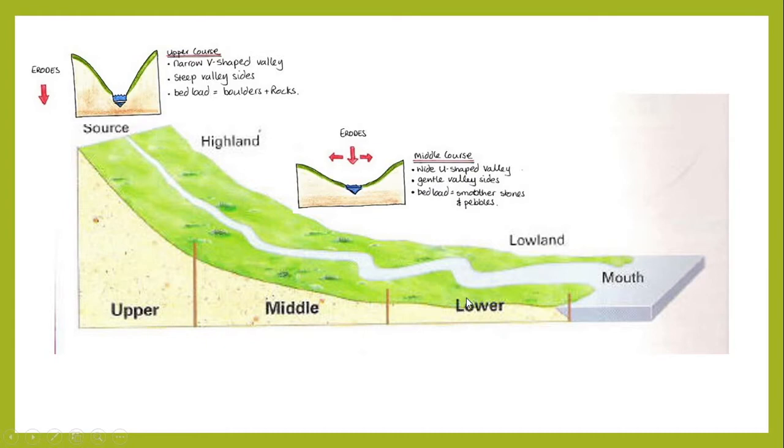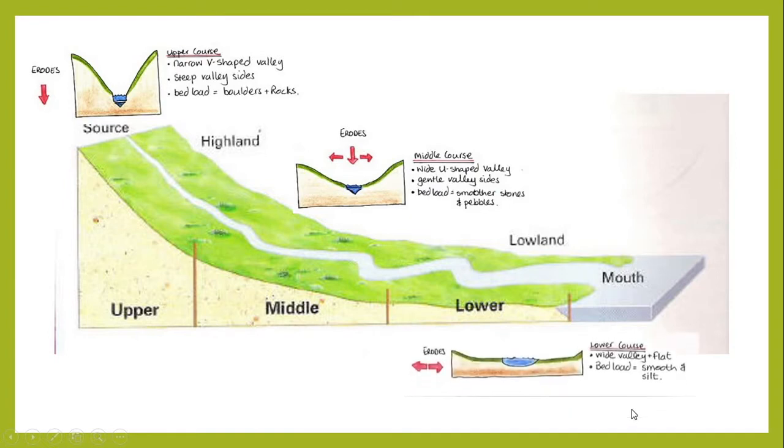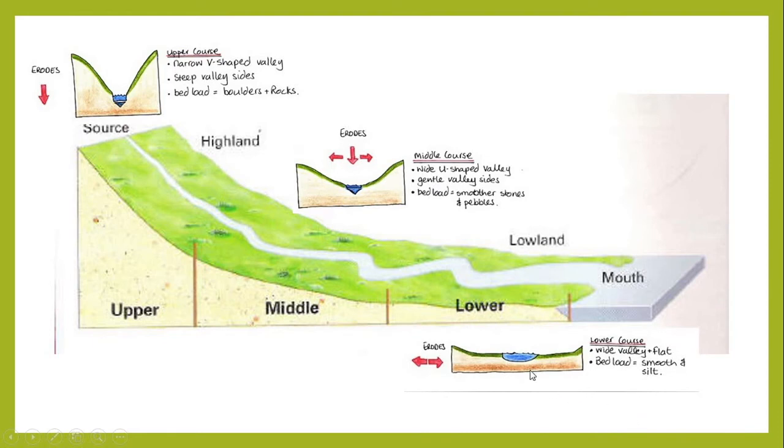Finally, in the lower course, you can see the land is almost completely flat where it comes to the mouth of the river, if you remember key terms from last lesson, as it reaches the sea or the ocean. And so in the lower course, we've got very little gravity actually acting anymore. So vertical erosion pretty much stops at this point. The river doesn't really get any deeper. What takes over is the lateral, the sideways erosion. So the river tends to get wider rather than deeper in the lower course.